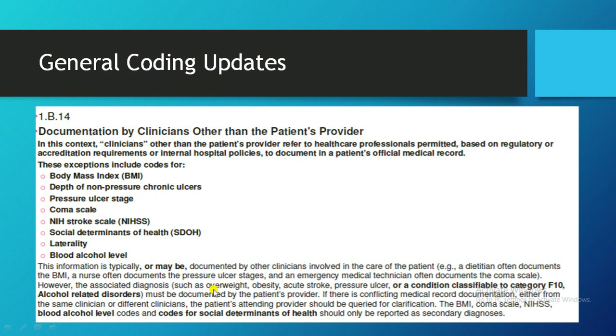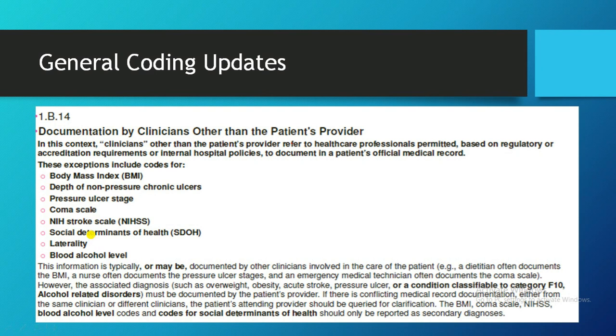Apart from this, the providers will also document overweight, obesity, stroke, or any conditions related to alcohol-related disorders. So these are documented by the patient's provider, not the clinicians. Please do remember this point. Conditions like overweight and obesity are documented by the patient's provider, whereas the BMI, pressure ulcer, and this kind of information is provided by the clinicians.